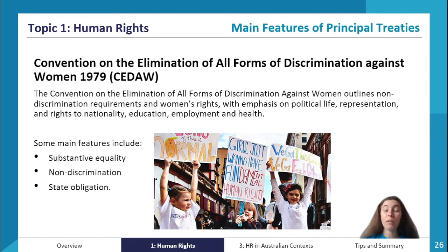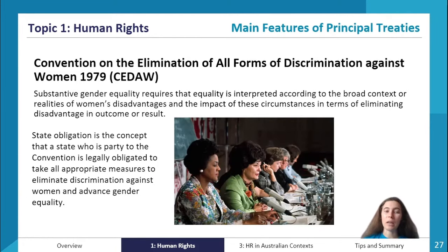So some main features: the idea of substantive equality, non-discrimination, and state obligation. So let's have a look at what these things mean. So substantive gender equality requires that equality is interpreted according to the broad context or the realities of women's disadvantages and the impact that their circumstances have in terms of eliminating disadvantage.